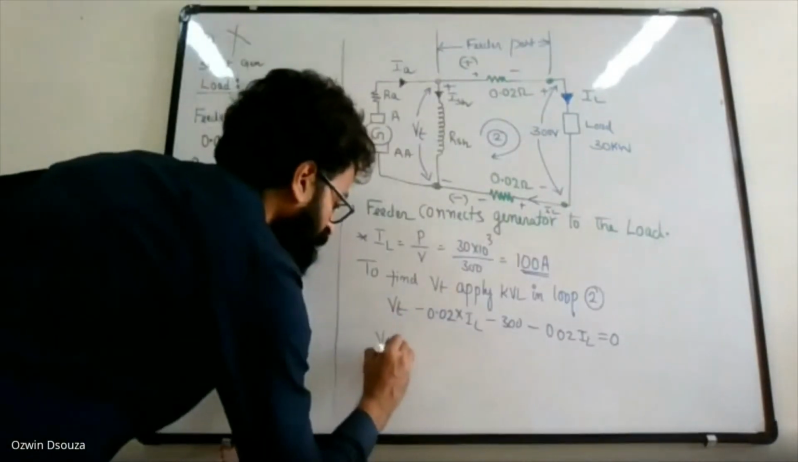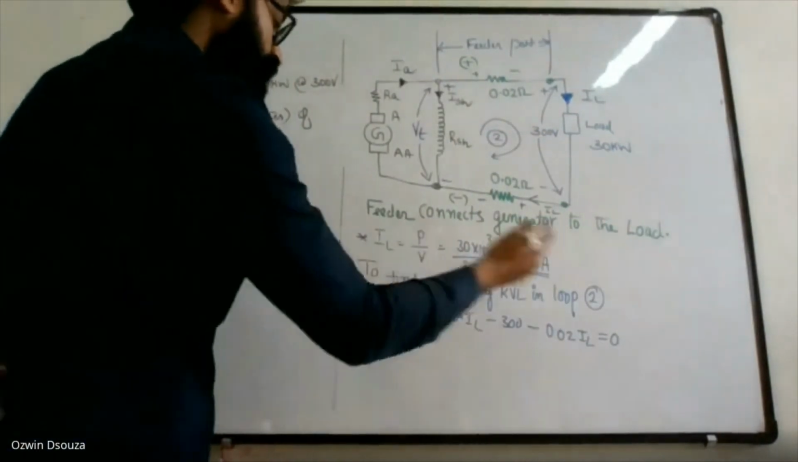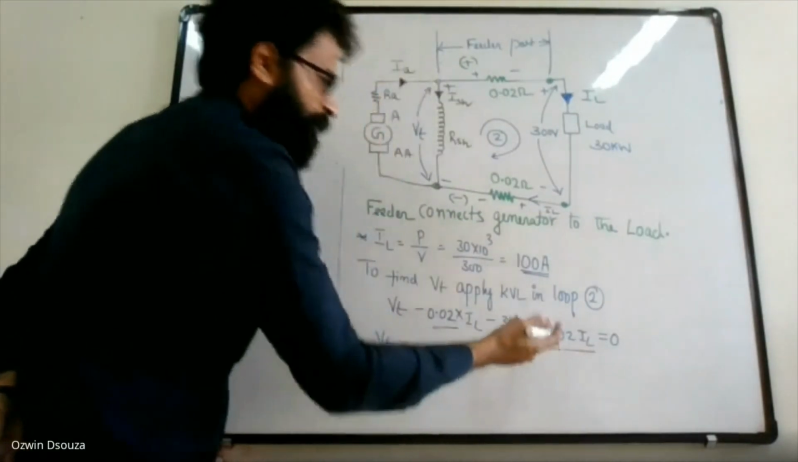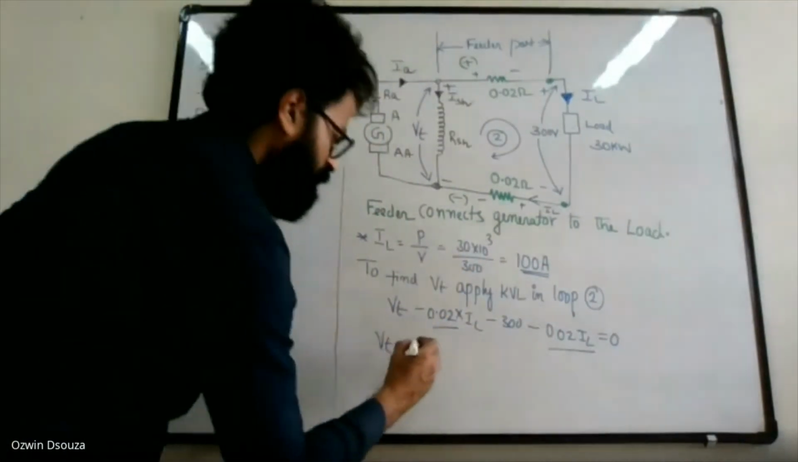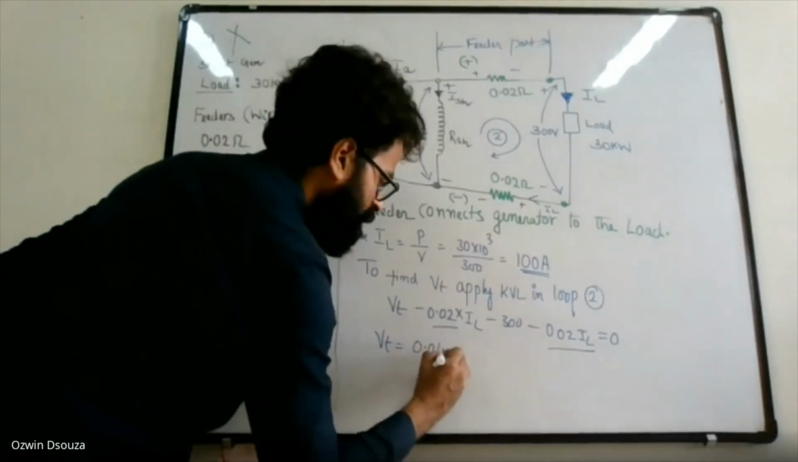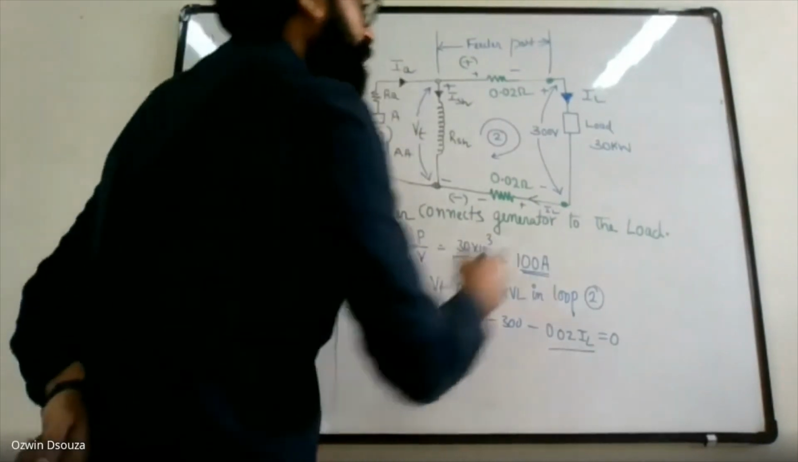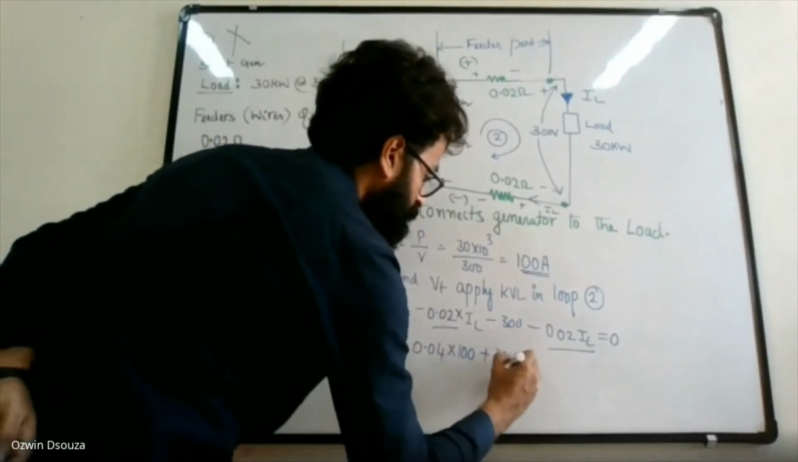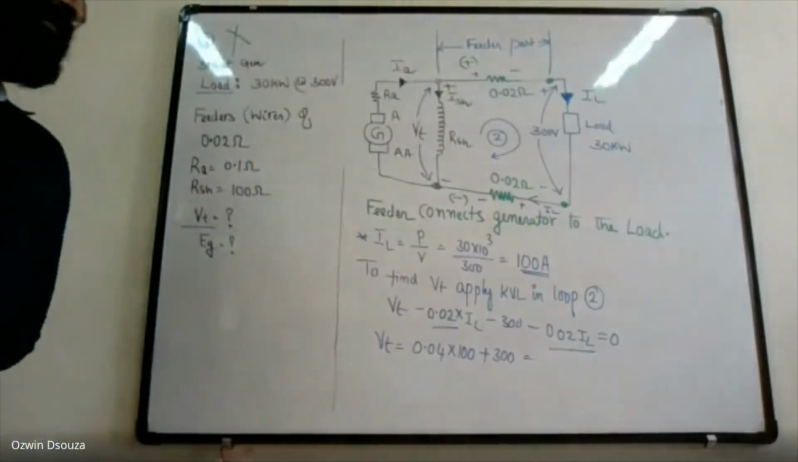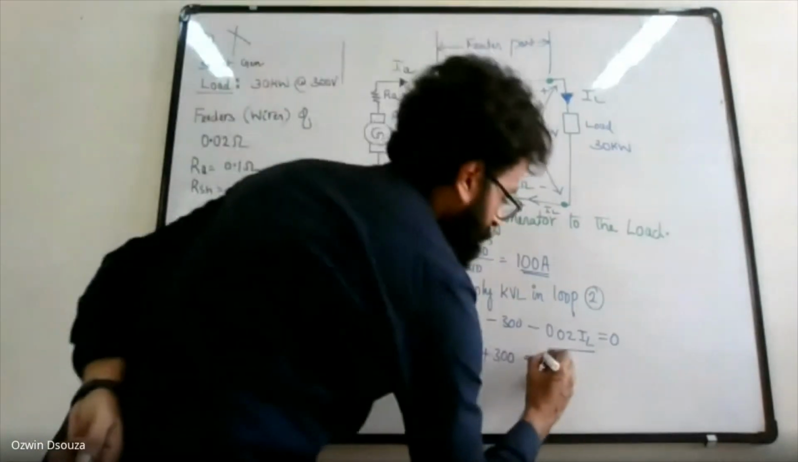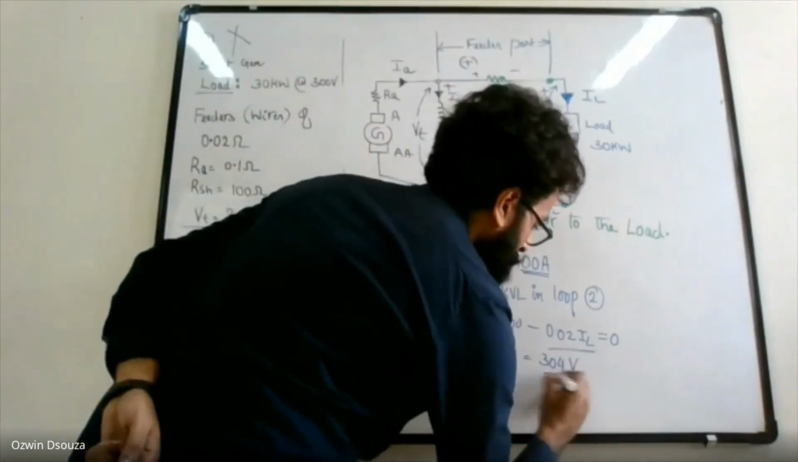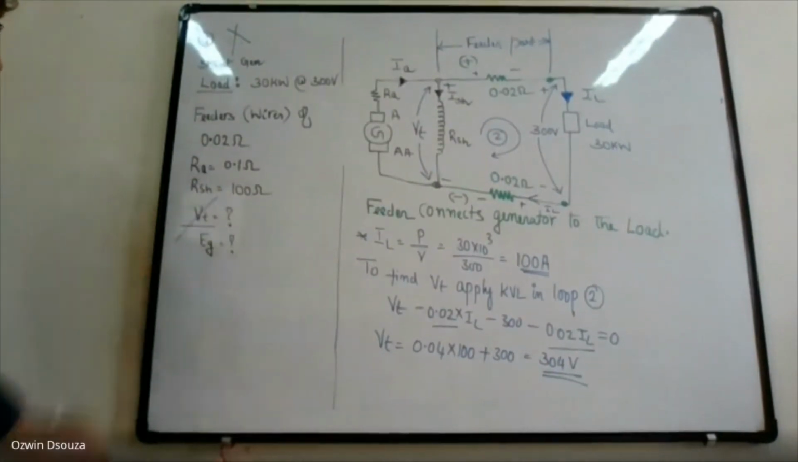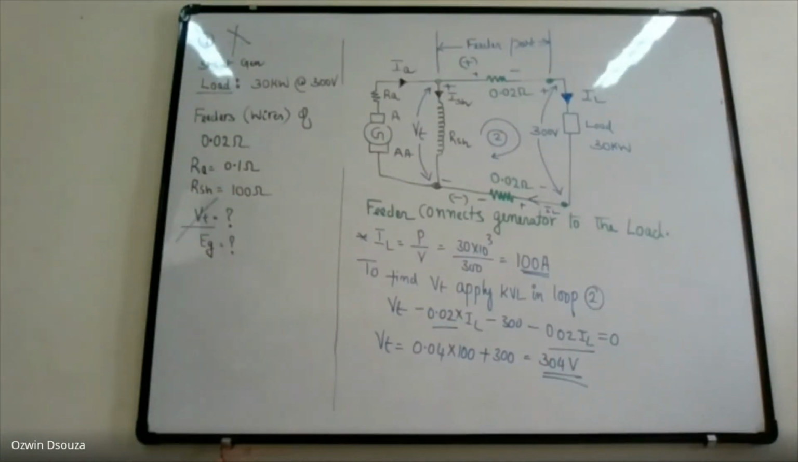So VT is equal to 0.02 plus 0.02, which gets added, so 0.04 into IL. IL is 100, plus 300. So basically you will get 304 volts. VT is 304 volts.